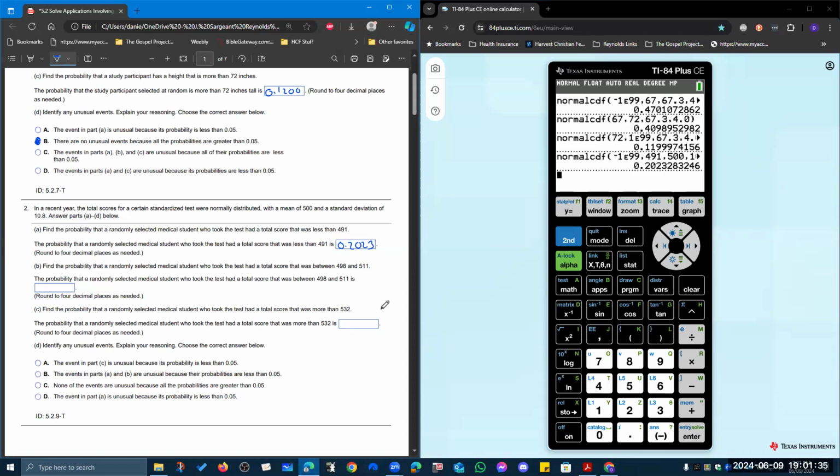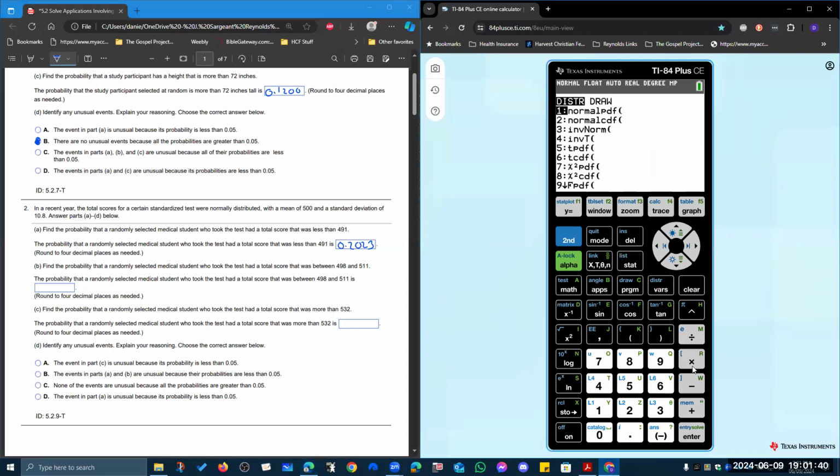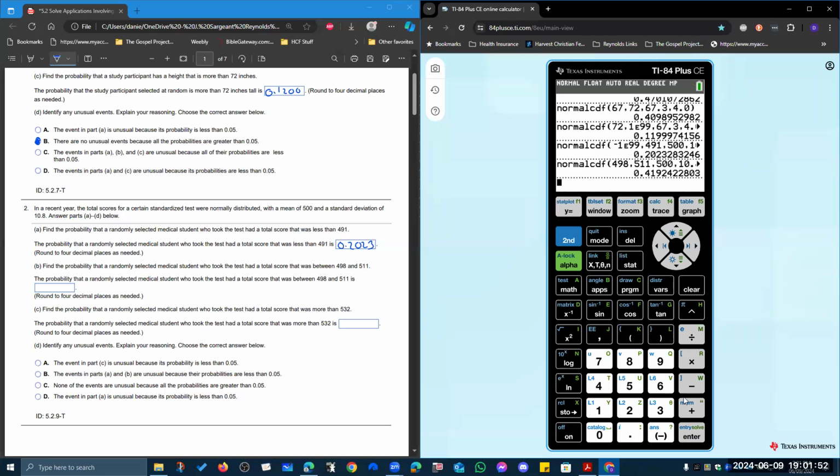And between 498 and 511, 498 and 511, it's going to be 0.4192 and more than 532.